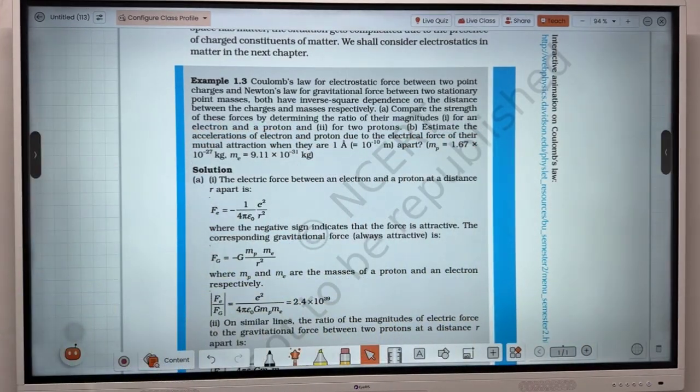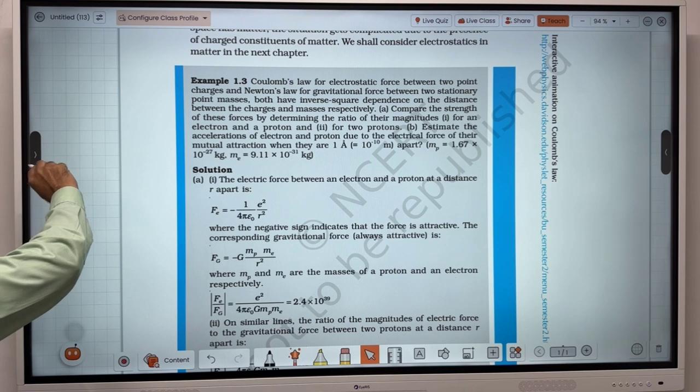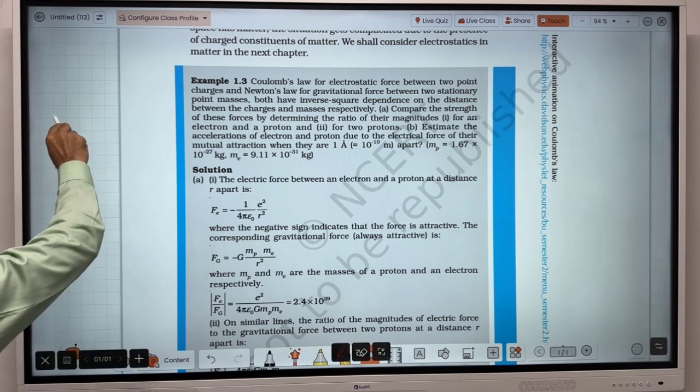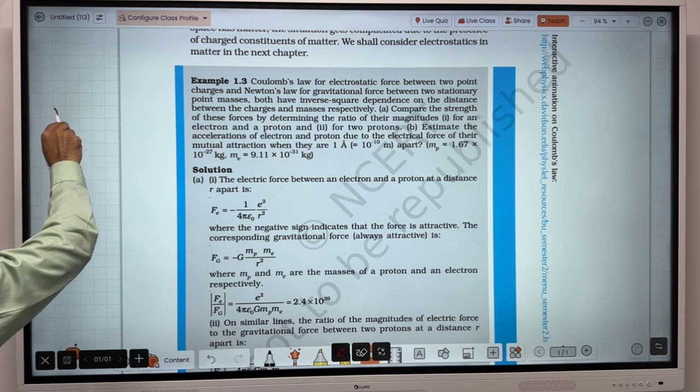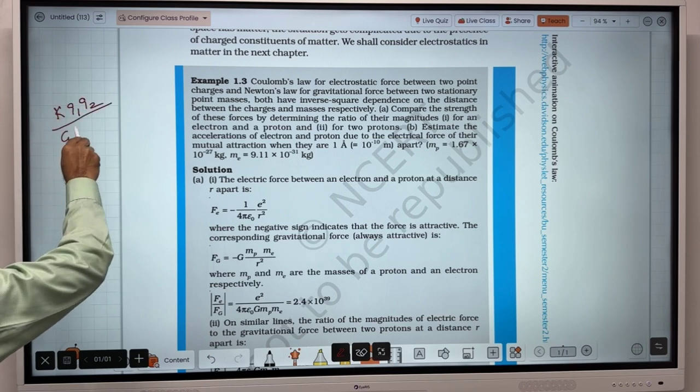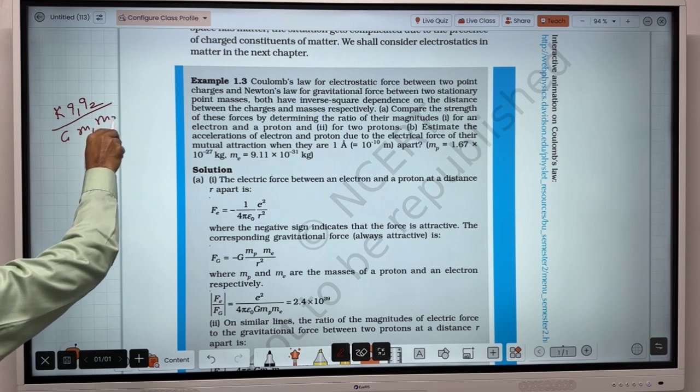In exams, sometimes such a question comes. Find the unit or dimension of, suppose it is given, the quantity like K times Q1 Q2 divided by G M1 M2.